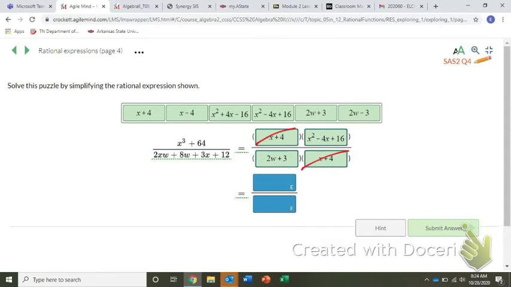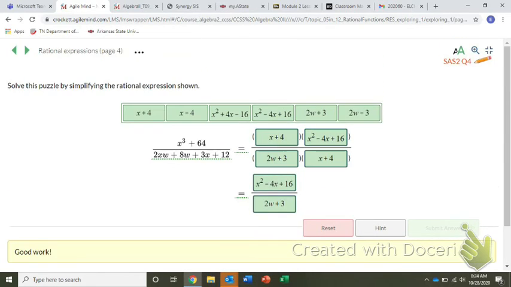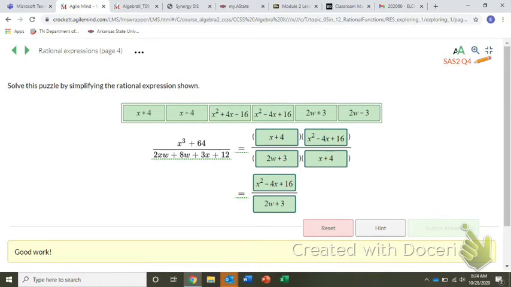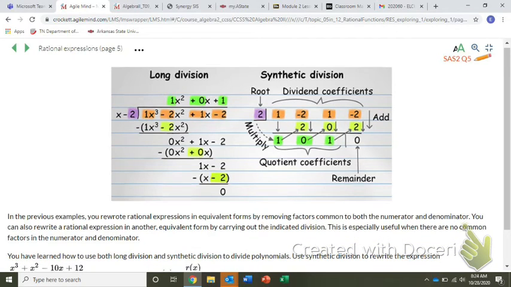And then we have this over this. Okay, that one's a little bit different because you have the 2xw and the 8w and the 3x. So that one's kind of like a puzzle. You have to kind of mess around with it. All right. Let's see.